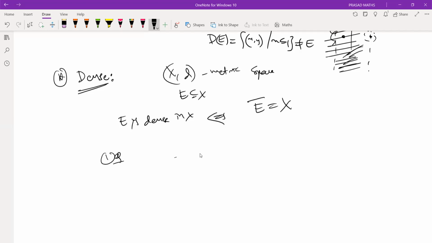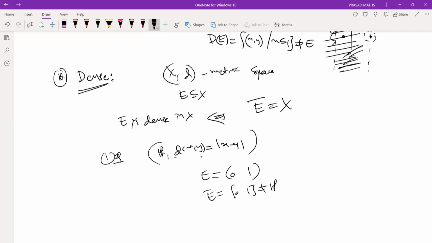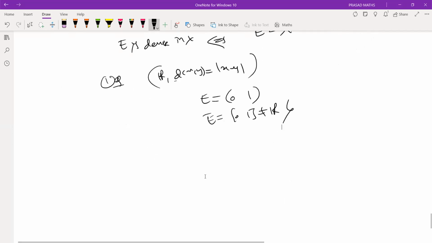Now tell me, suppose I am giving you any set. Suppose you take the open interval (0, 1). Is it dense in R? No, because the closure is the closed interval [0, 1]. It cannot be full R. Therefore, not dense in R.